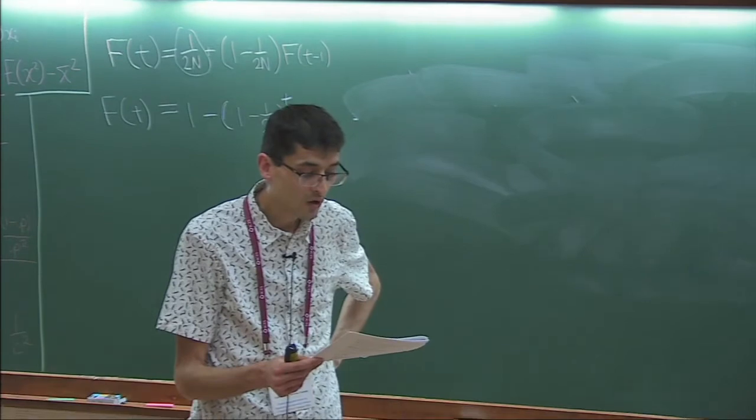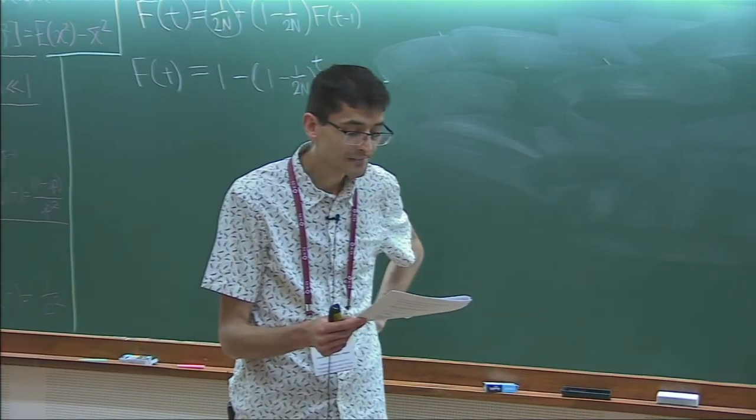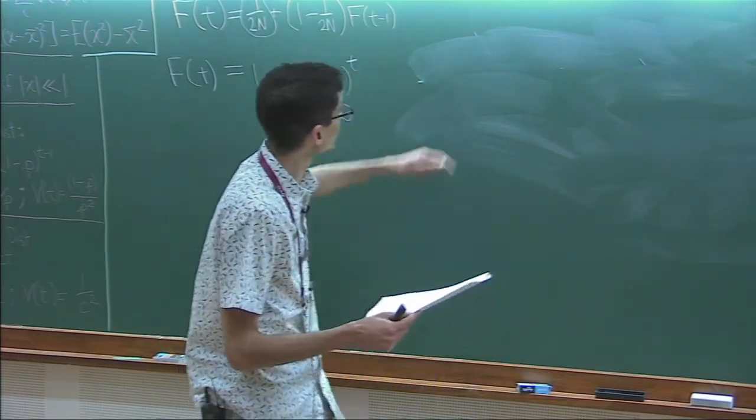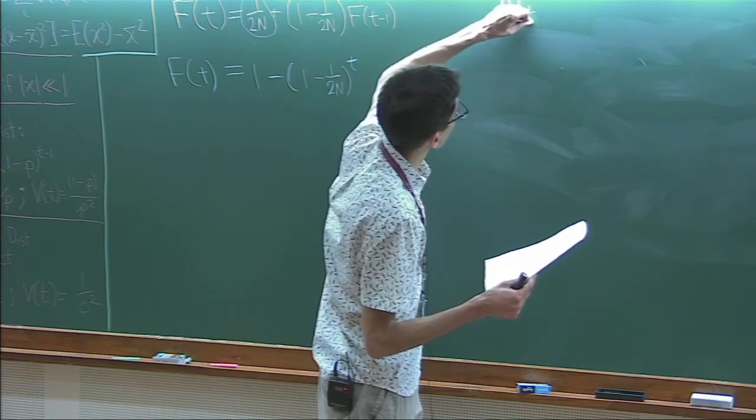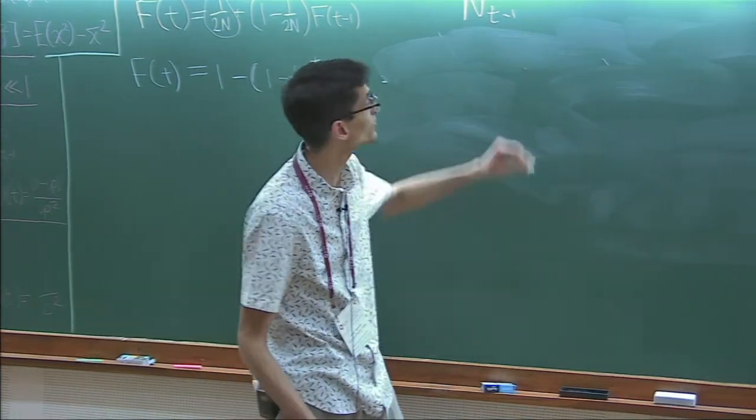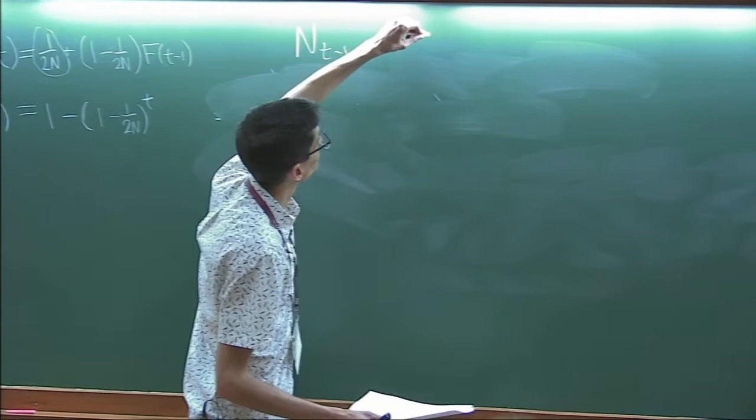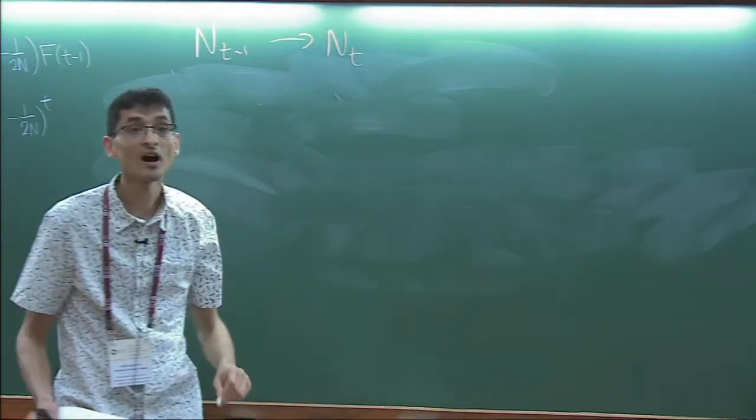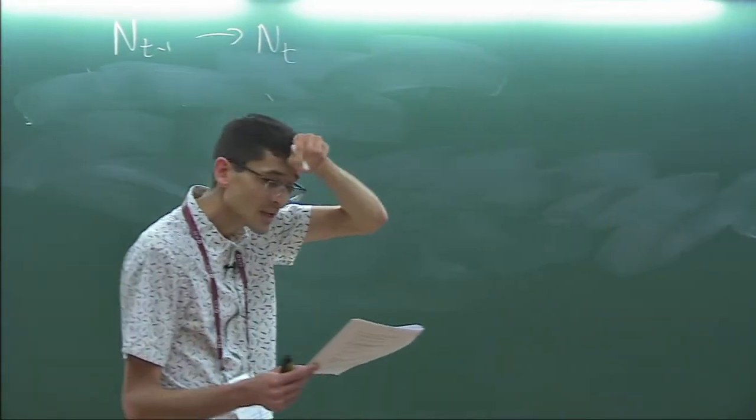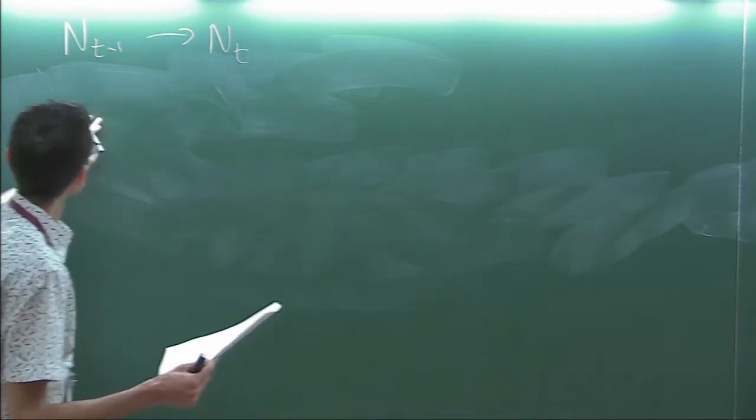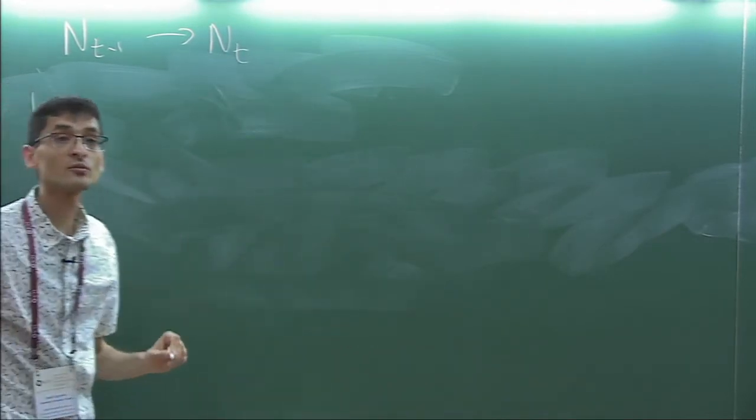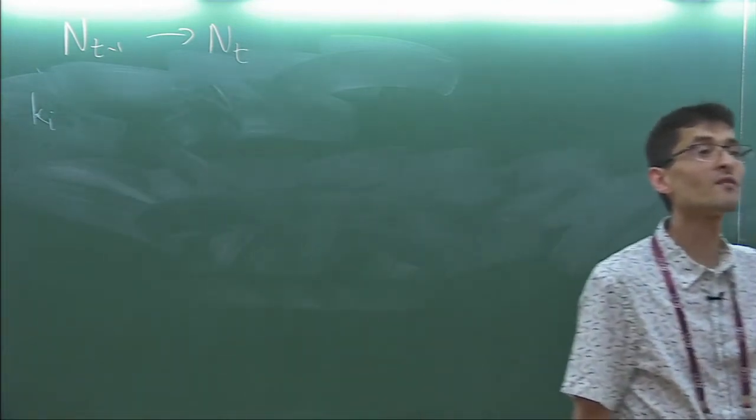Okay, so we're going to assume in the previous generation there's N(t-1) individuals, and they're going to produce N(t) offspring. And I'm going to use k_i to represent the number of offspring produced by individual i in the parental generation. Okay?